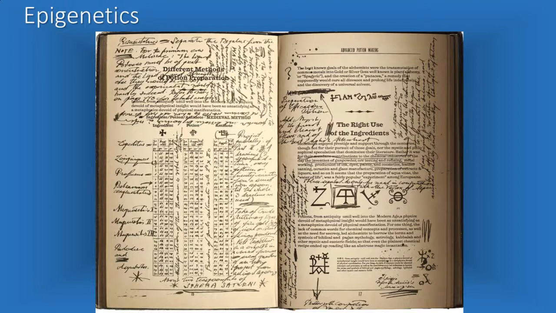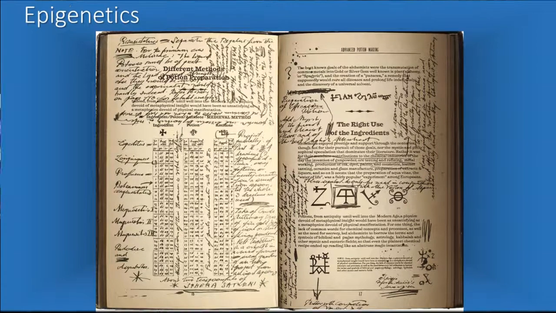This kind of explains epigenetics and histones that are turning on certain parts of information and turning other parts off, highlighting certain information and unhighlighting or whiteouting other parts of information.